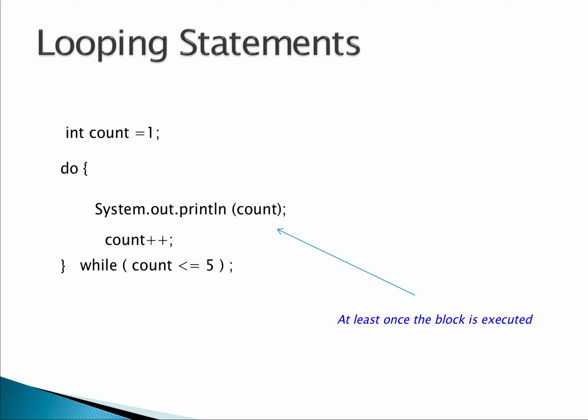Only if the condition is true, it is going to execute the block. Whereas do while, it is going to execute the block and then only it is going to check for the condition, which makes it execute the block of code at least once. So wherever in situations you demand that at least one time the block has to be executed, there you go for do while.